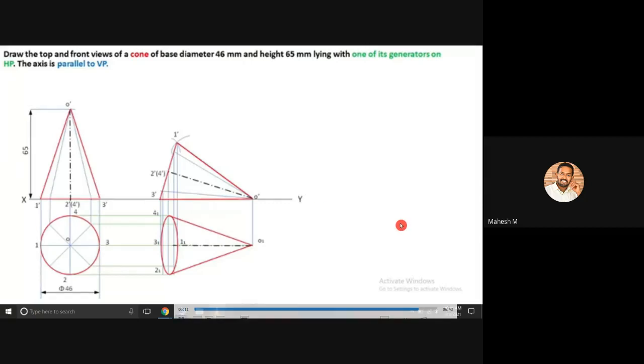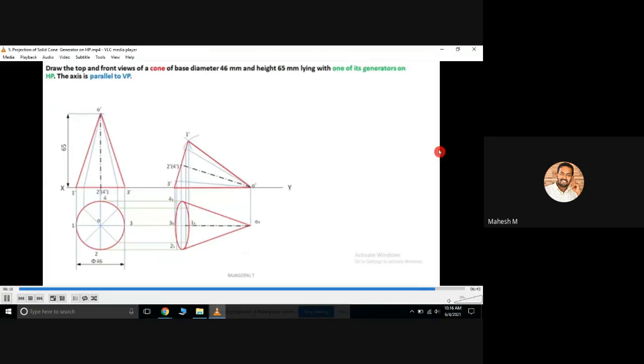Is it clear? Any doubts? Do you have any doubts? Okay, I will try to conduct a tutorial based on this projection of solids in our next week. Okay, so this is the first problem for today's class.